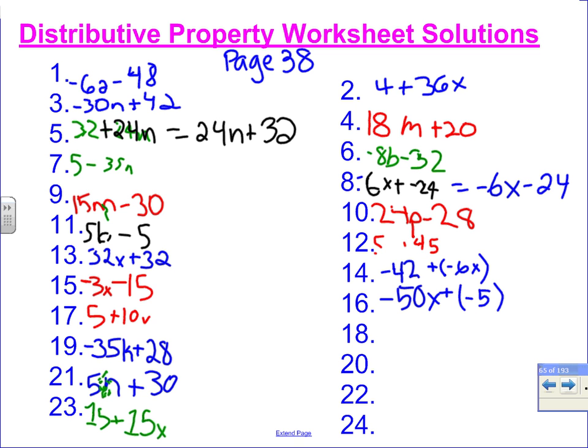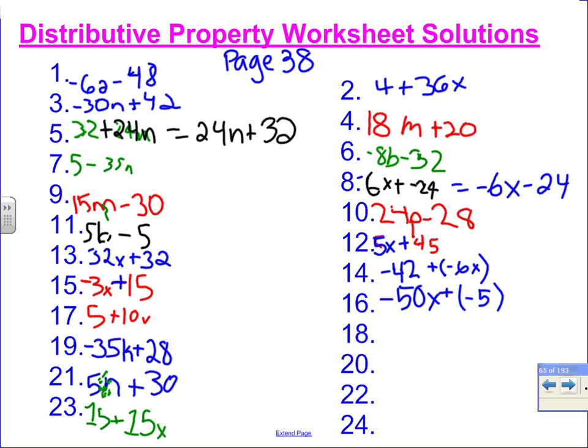Number 12 kind of got erased. Should be 5x plus 45. Number 13, 32x plus 32. 14, negative 42 minus 6x, or plus a negative 6x, either way. 15, negative 3x, this should be a plus 15. 16, negative 50x minus 5, or negative 50x plus a negative 5. They're the same thing. 17, 5 plus 10b.